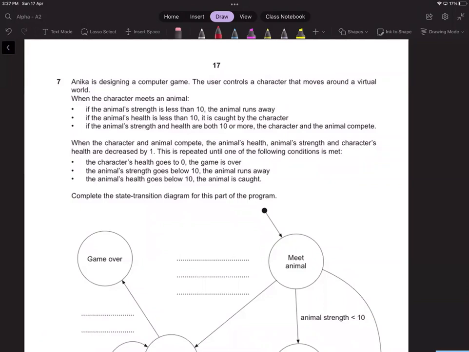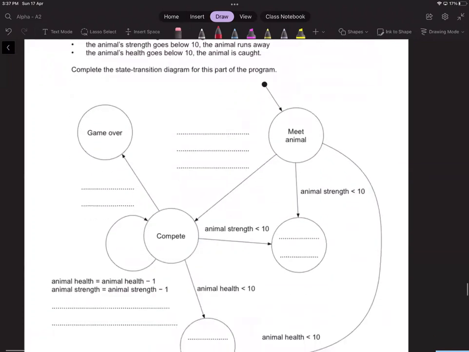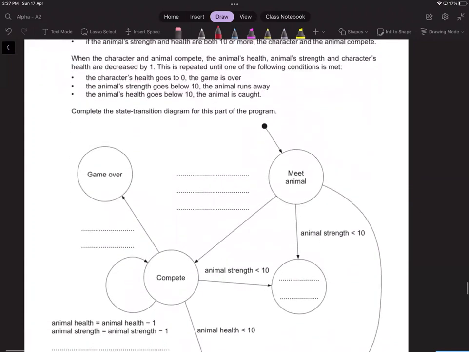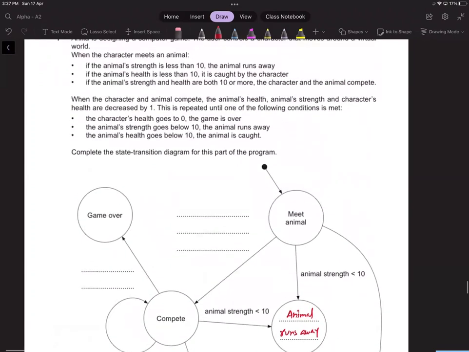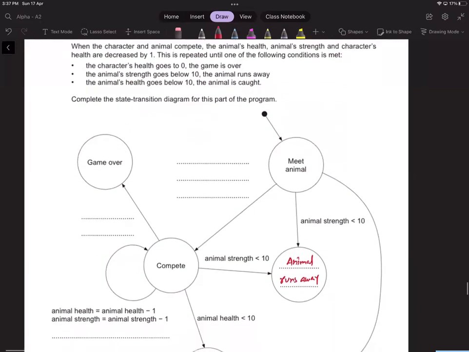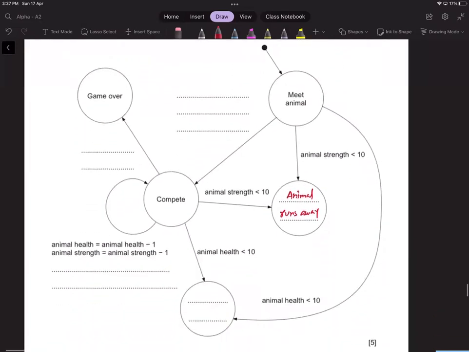So Anika is designing a computer program. The user controls a character that moves around a virtual world. When the character meets an animal, if the animal's strength is less than 10, the animal runs away. If the animal health is less than 10, then the animal is caught.